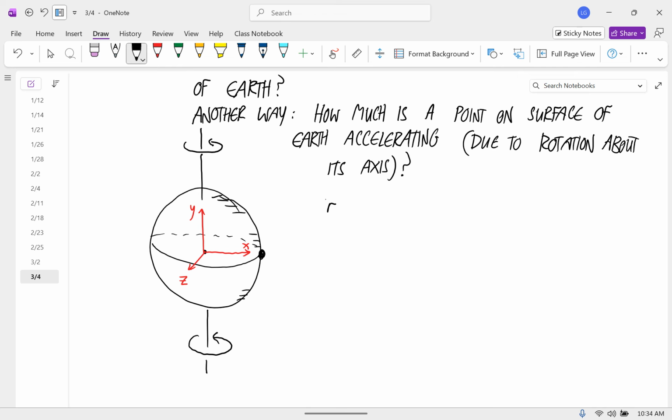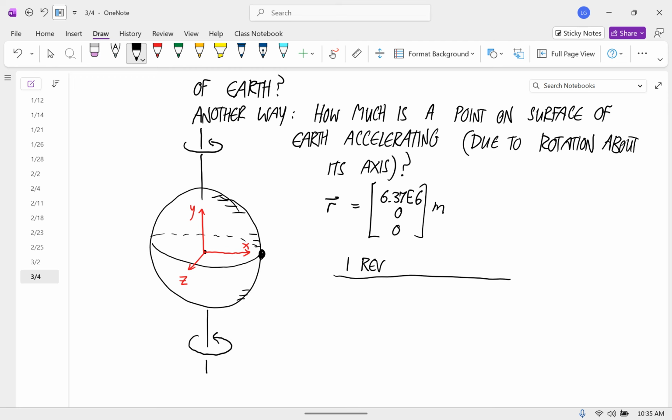And so our R vector, the way I have my coordinate system drawn, is 6.37 times 10 to the 6, 0, 0. And now let's figure out our angular velocity in SI units. So this is in meters, so that's why we're using SI units. Well, we know that it does one full revolution every 24 hours, right? So we have one revolution.